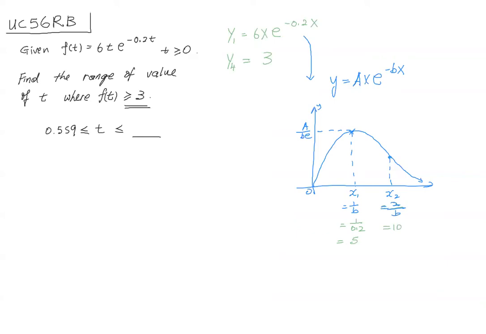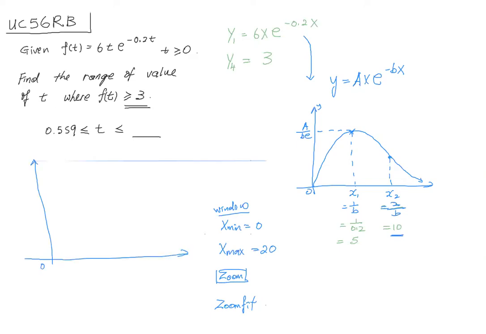So when you sketch this graph, what you need to do is go to window. Your x minimum, you put 0. Your x maximum, you want to see the inflection point, correct? Here is 10, so you will know what to choose already. You put 20. Then you go to zoom, you do a zoom fit. Then the graph comes out like that.